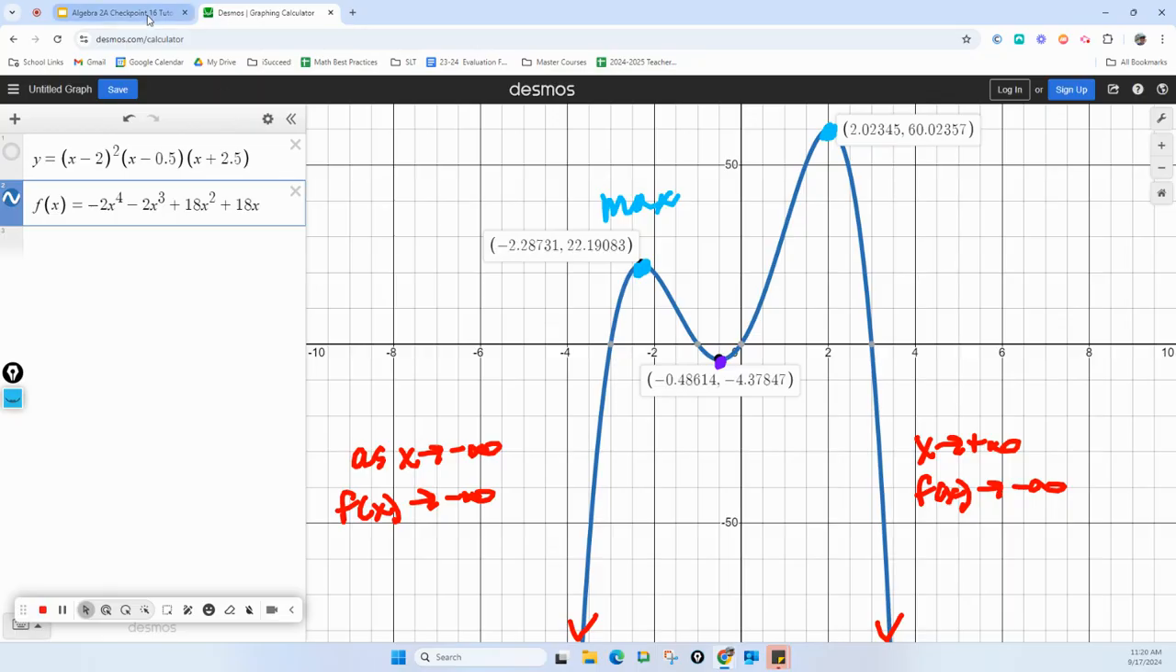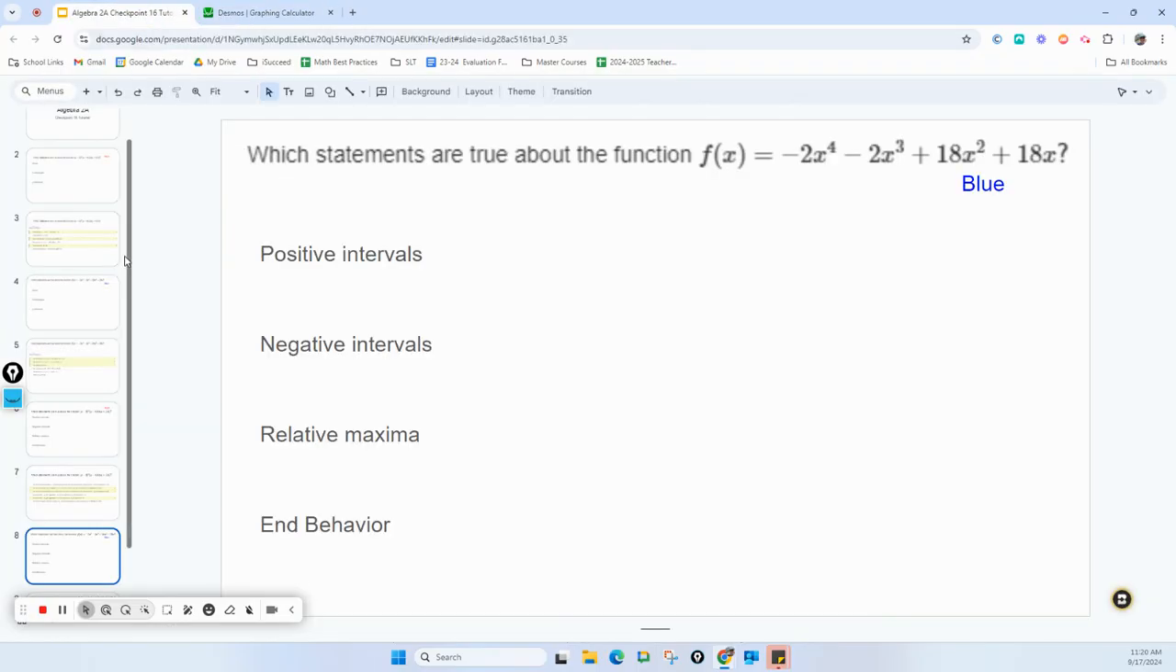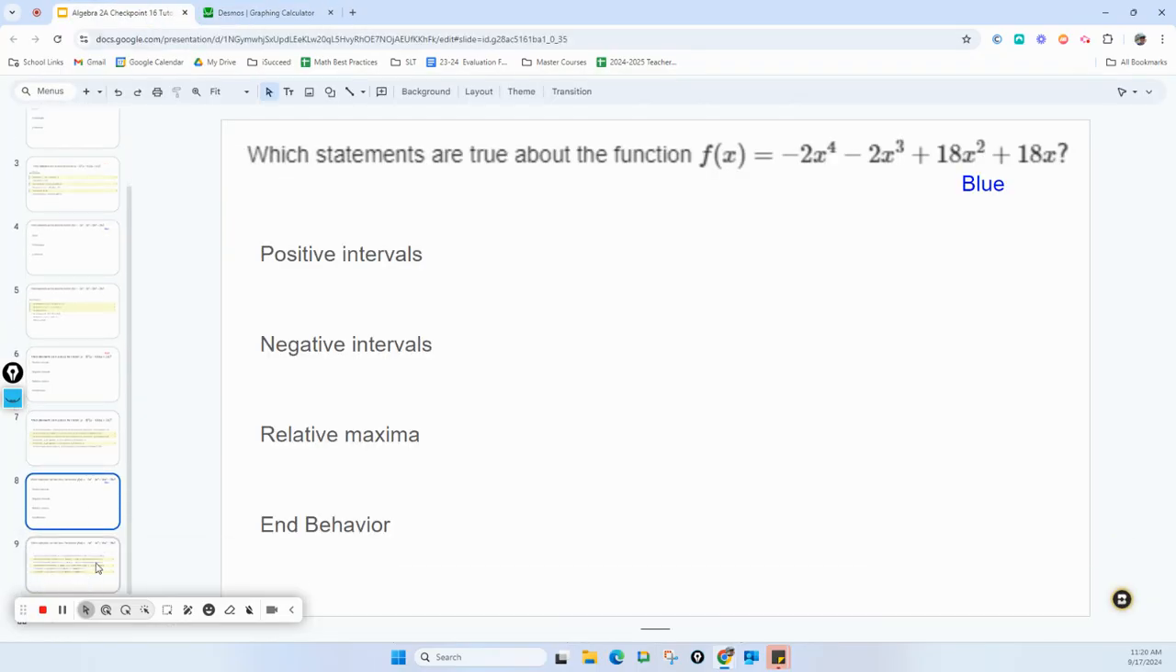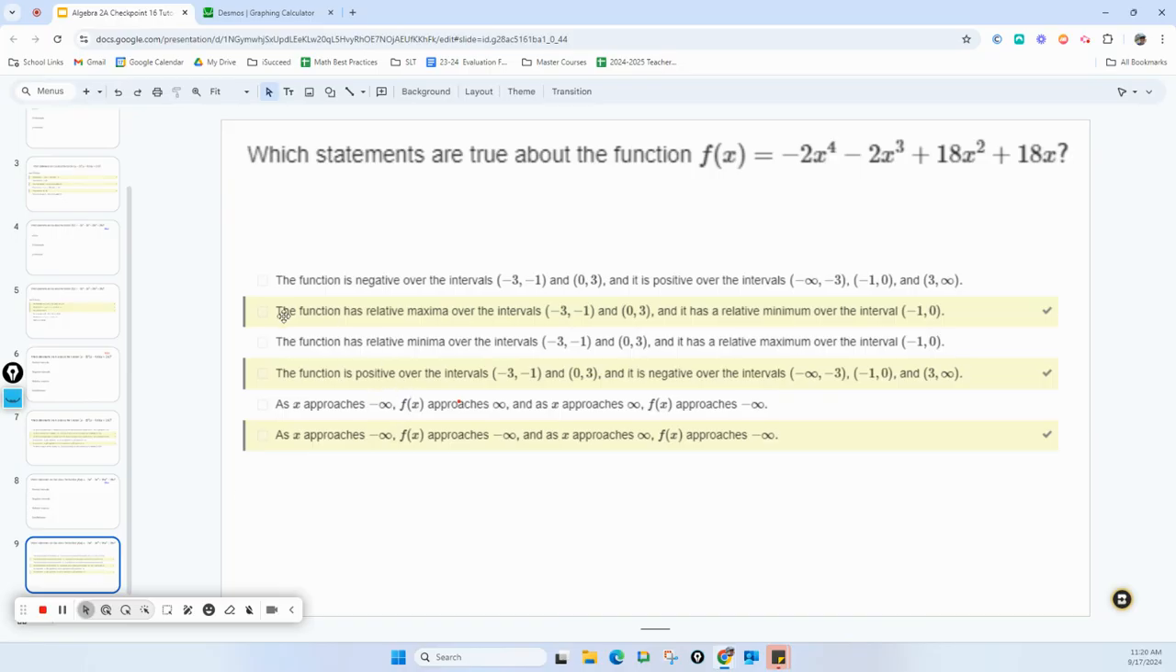And then for intervals, go on your walkabout. Walk up your graph, walk down your graph. So here we have relative maximum, positive intervals. Where are we walking up? We would walk up from -3 to -1, and then another little section from 0 to 3. And then there's a lot of walking downhill in this graph. And then here we have the end behavior.